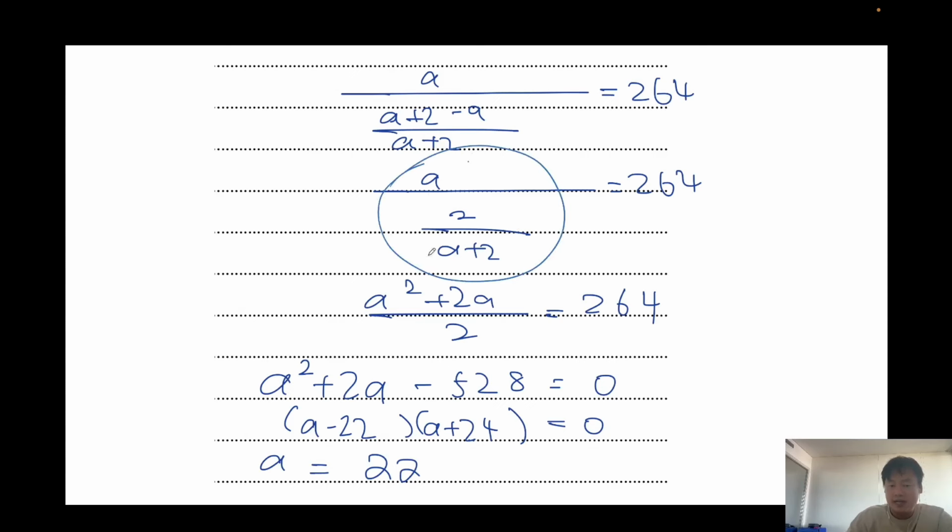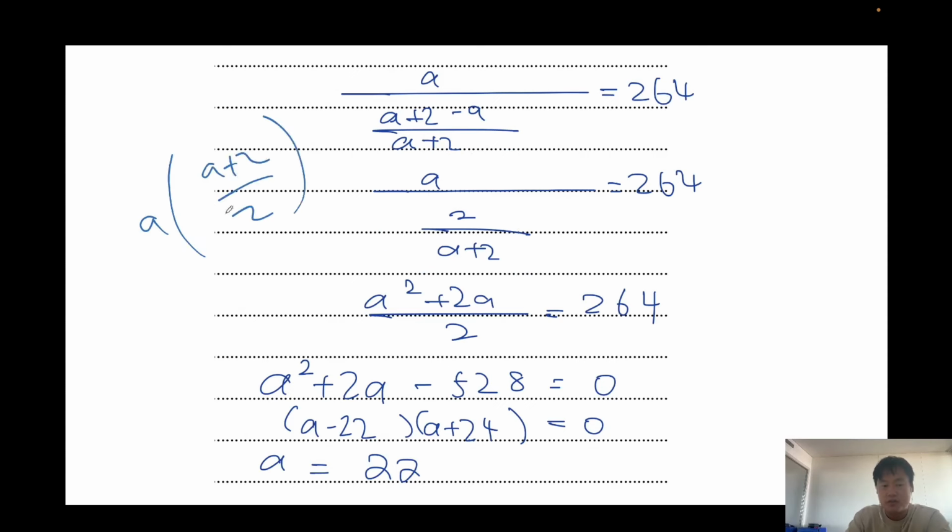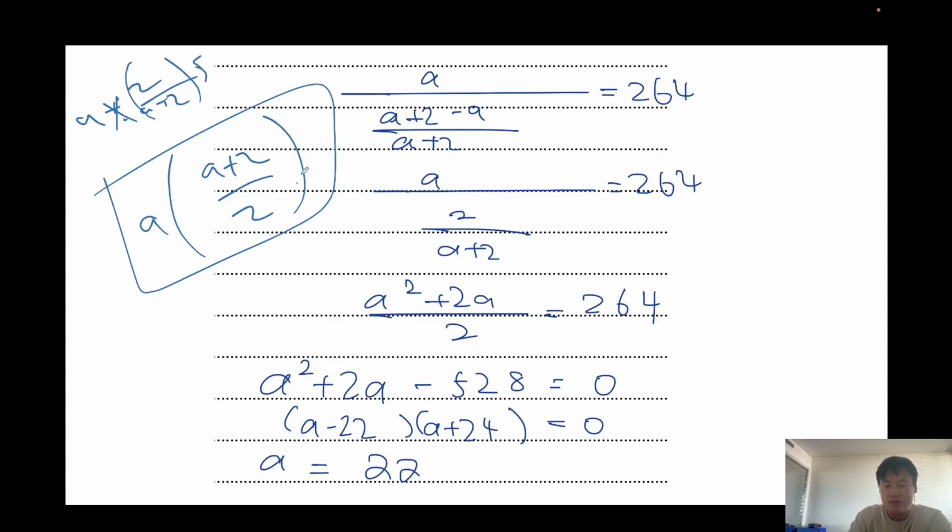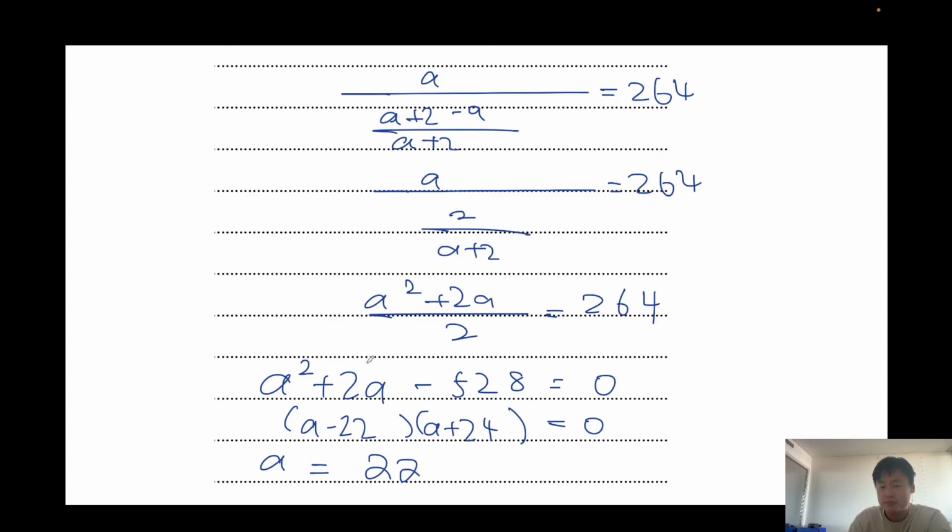A divided by this part, isn't that the same thing as a multiplied by a plus 2 over 2? A divided by 2 over a plus 2, isn't that the same thing as a multiplied by this thing flipped? See how that works? That's how we got a squared plus 2a over 2. And yeah, the rest is just cross multiply. You get this quadratic expression.